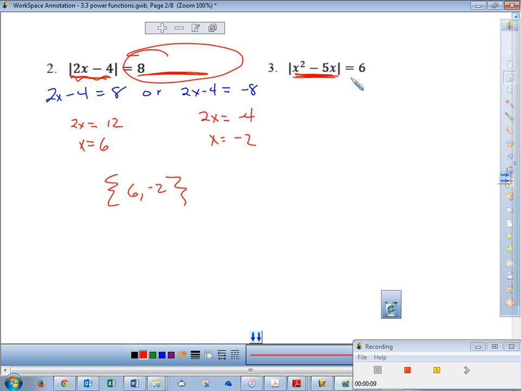I would choose to do this one with the graphing calculator. This stuff inside the bars is not linear. It doesn't mean you can't do it algebraically. It's factoring and all of that stuff, and I think the graphing calculator would be faster.